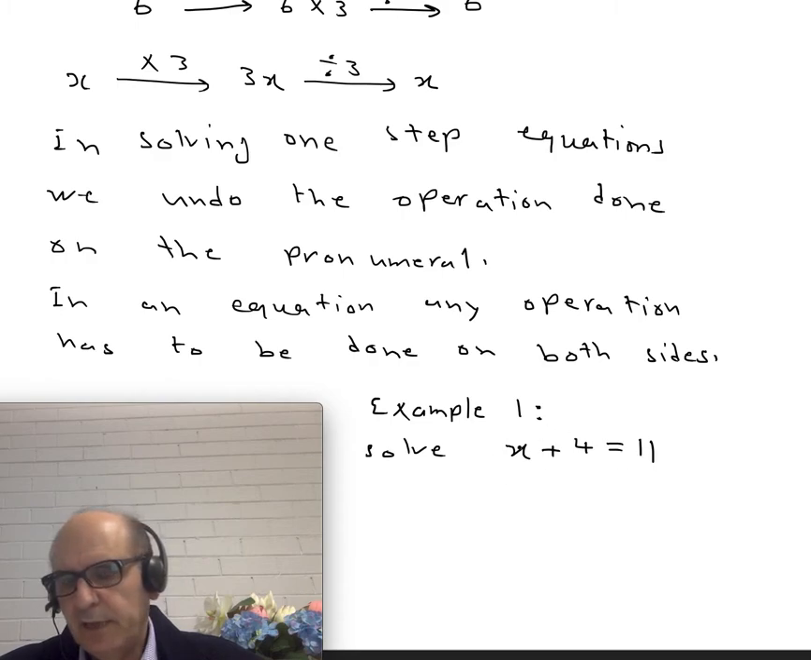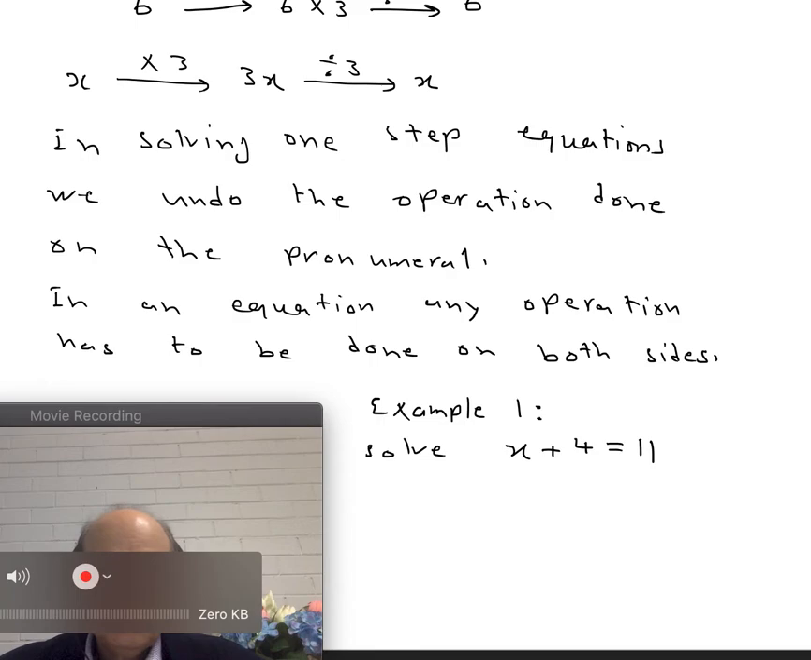We are doing it algebraically because it's not possible to guess the answer of any question, any equation, but you can use algebra to solve any type of equation. Okay, so the question here is this. Solve this equation.